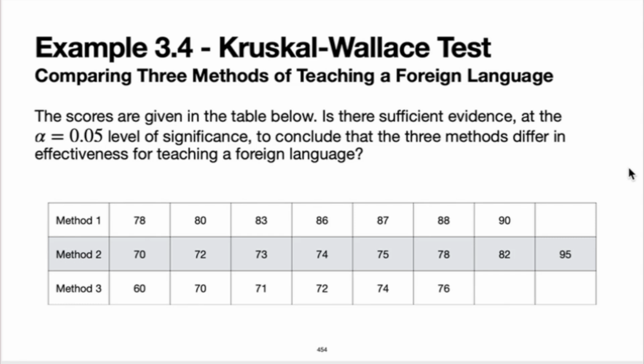So the question is: is there sufficient evidence at the 0.05 level of significance to conclude that the 3 methods differ in terms of their effectiveness for teaching a foreign language? You might take a look at these values and see if you can determine that just by eye. We call that chi by eye, since we're doing a chi-squared test. So, chi by eye, are there differences across these 3 teaching methods?